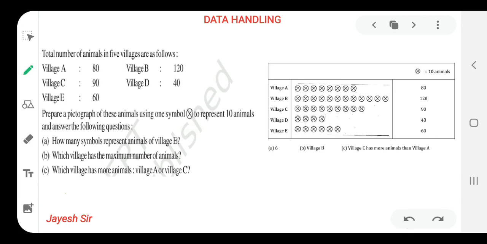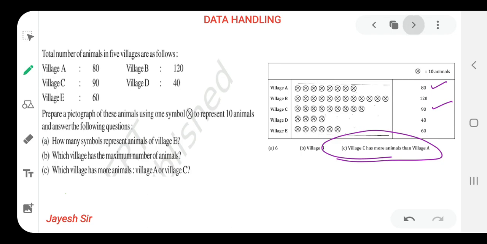Let's begin with B. Which village has the maximum number of animals? The maximum number of animals we can see in village B, that is 120. That was simple, so our answer is village B. Now question C: which village has more animals, village A or C? We need to compare. In village A 80 animals are there, and in village C 90 animals are there. So village C has more animals than village A by 10 animals. Yes, we can justify by giving more information also.